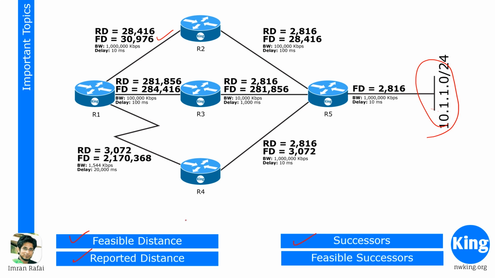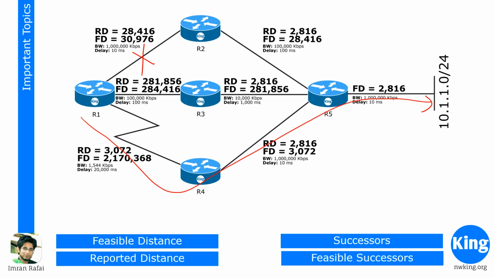To make somebody a feasible successor, there is one rule. The rule is the reported distance of the other routes, like in this case, the other two routes, should be less than the feasible distance. So reported distance is 281,000, which is not less than this feasible distance. So this will not become a feasible successor. The reported distance is 3072. So definitely this can become a feasible successor. So this will go into the routing table as a feasible successor. That means when this network ever goes down, traffic will start going through this, right?